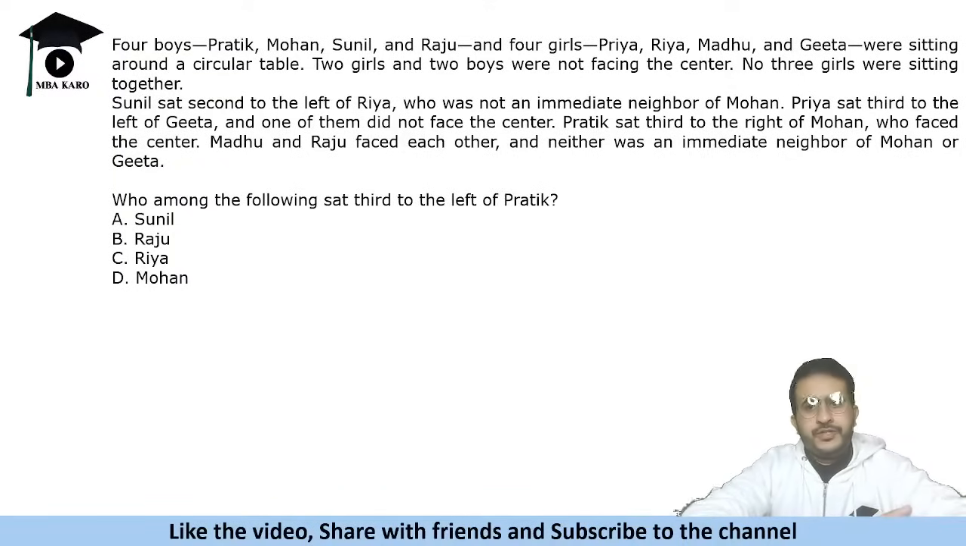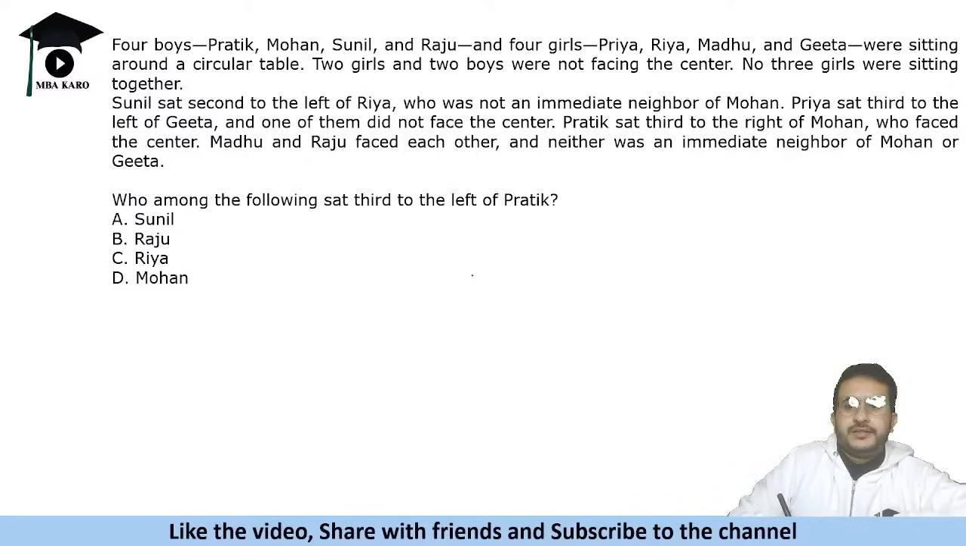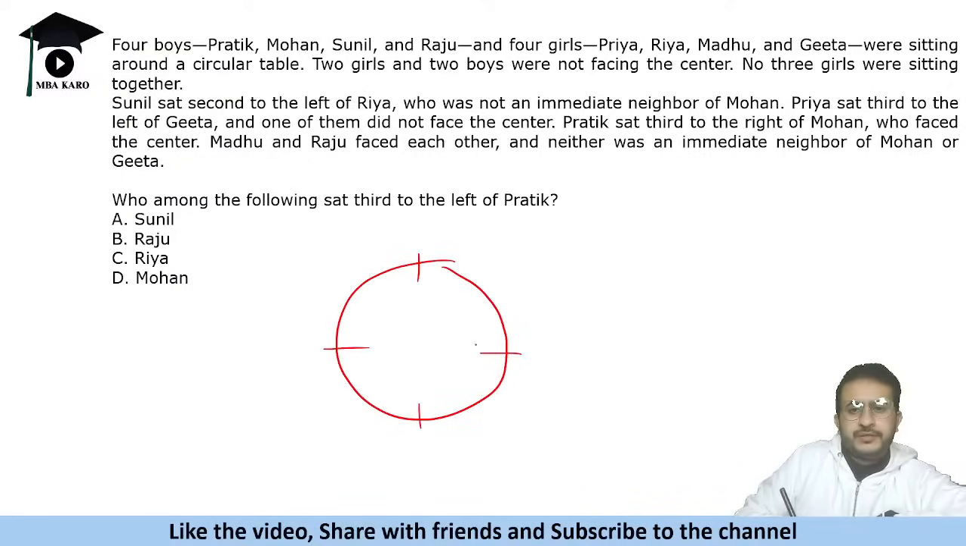So there are four boys and four girls. They were sitting around a circular table. Two girls and two boys were not facing the center. Okay, so that means four people facing the center, four opposite. No three girls were sitting together. Now, when we say no three girls were sitting together, that means two girls may be sitting together. Okay, and you need to draw eight people around it.